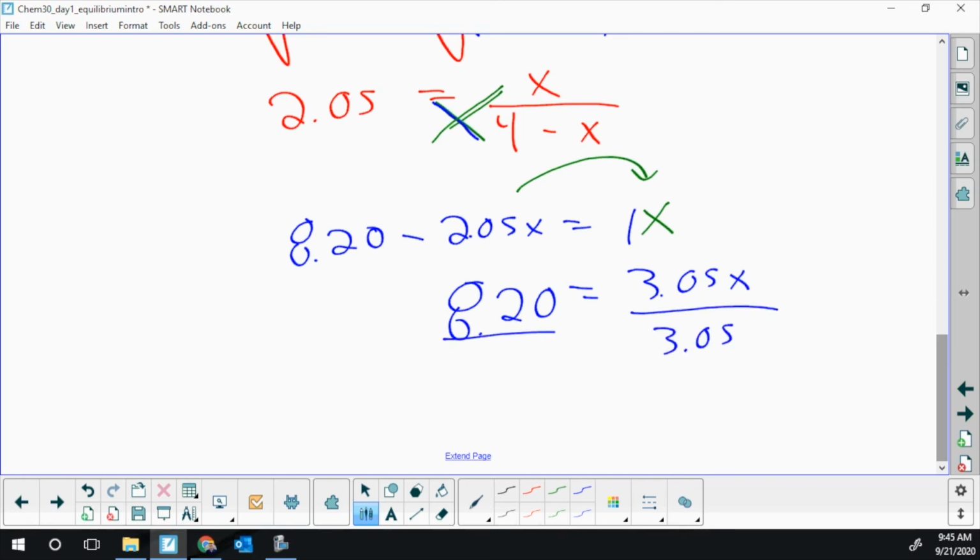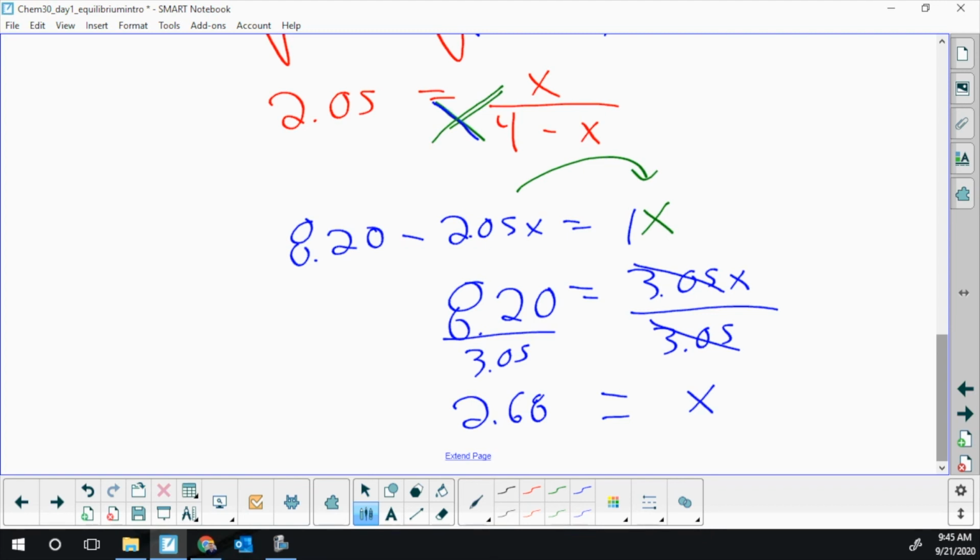Divide each side by the term in front of x. I cross the top and bottom out, which is equal to just 1 or 1x. And that's 2.68.